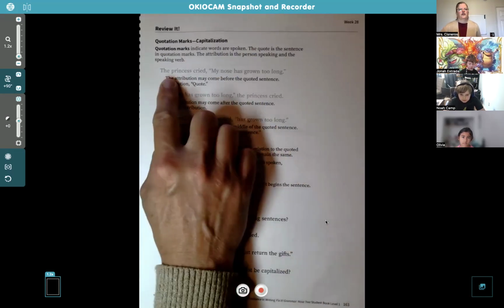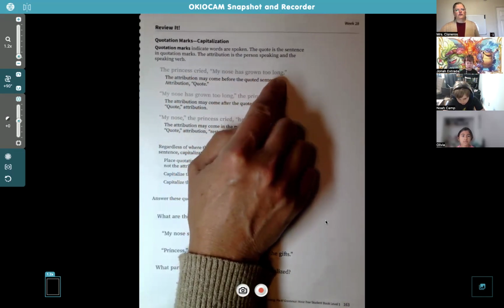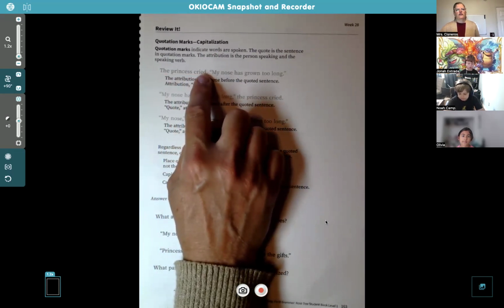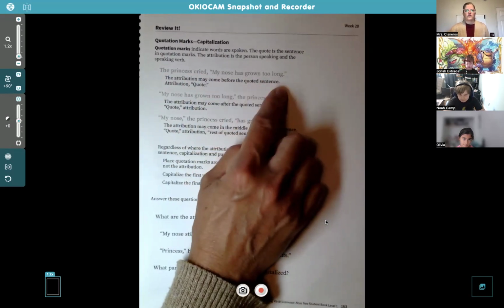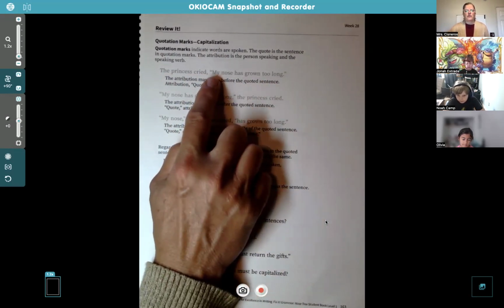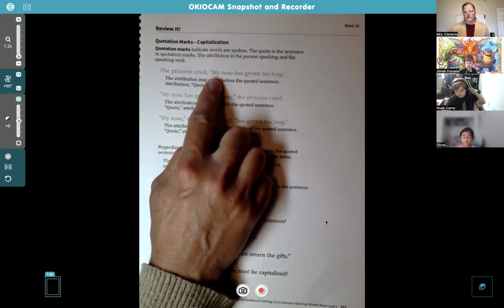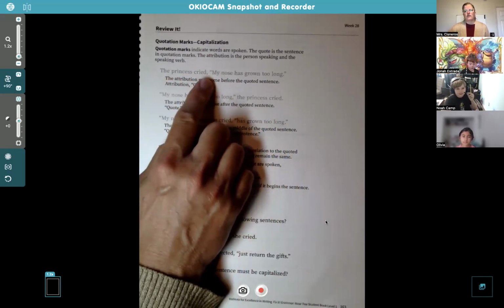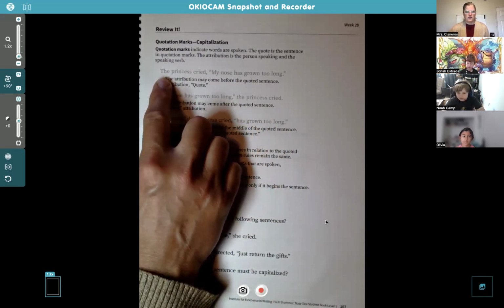So look at these examples here. This one says, the princess cried, "My nose has grown too long." So here the attribution comes first, and then a comma, and then the actual thing that they say in quotes. And notice that word my has a capital M. That's because anytime in a quote, the first letter is capitalized, just like the first letter of a sentence. So that's something to remember. And when the attribution comes first, that first letter is also capitalized like the beginning of a sentence.